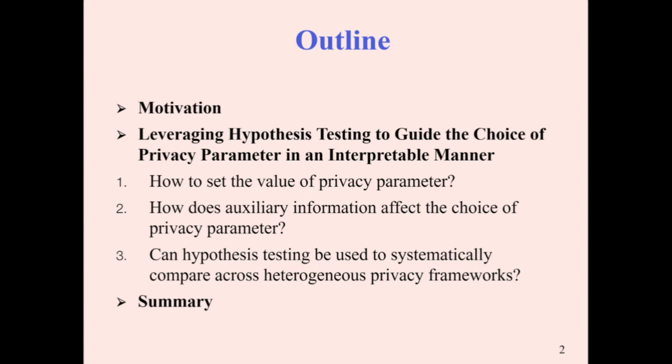So specifically, we want to answer three questions. One, how to set a value of the privacy parameter. Two, what if the adversary has auxiliary information? How would that affect the choice of privacy parameter? And three, can the same technique be used to systematically compare different privacy frameworks? And then we will summarize at the end.